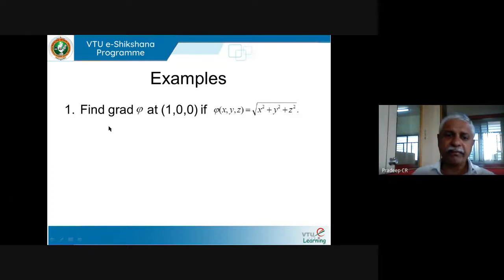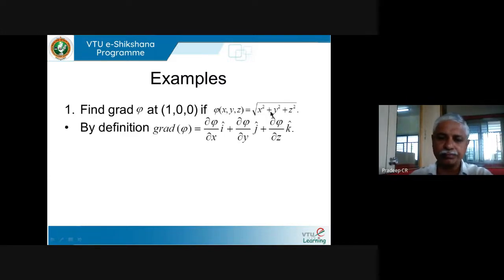Here is the question. Find the gradient of phi at (1, 0, 0) if phi(x, y, z) is given by this. This is the distance function I told you before. You don't need to know a geometric interpretation of all these things every time, but you must realize such things. So phi(x, y, z) is the given function, and I want to find grad phi. By definition, grad phi means del phi by del x times i cap, and so on. So I have to find del phi by del x, del phi by del y, and del phi by del z. Let us find del phi by del x.